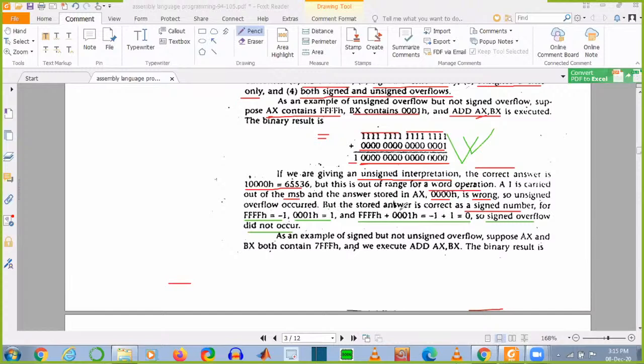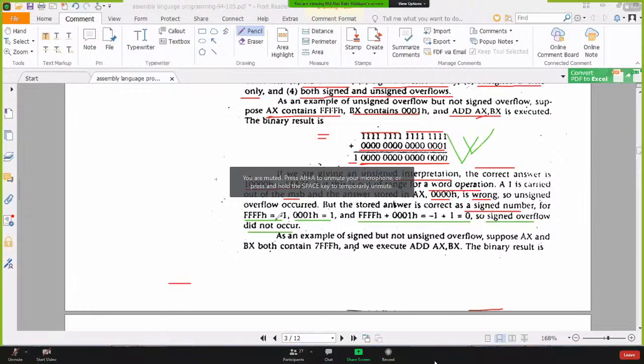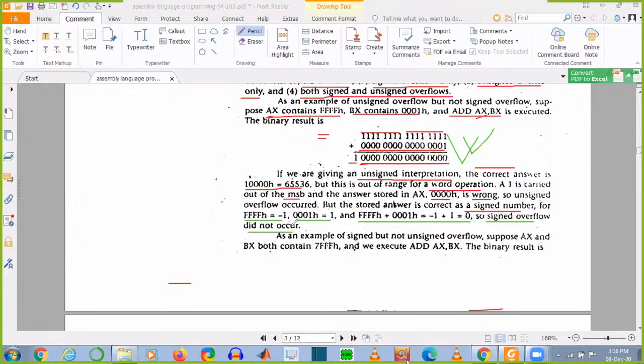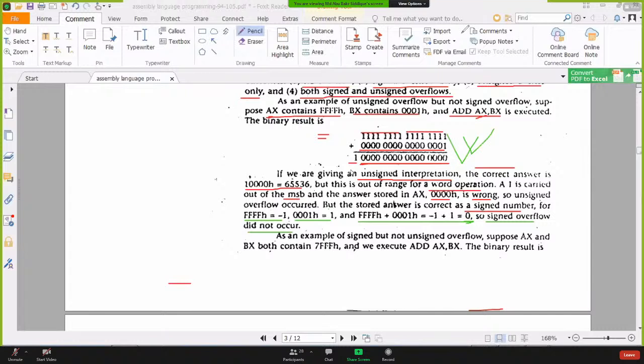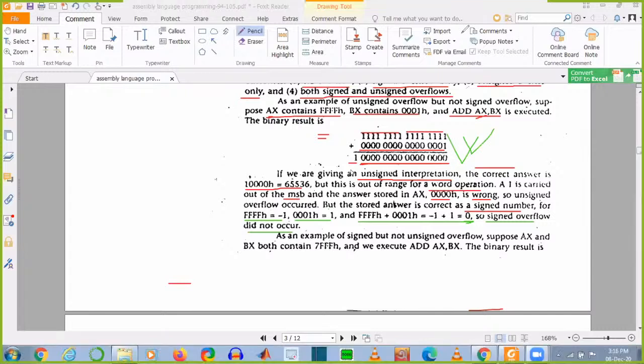But the stored answer is correct as a signed number: FFFF H equals -1 and 0001 H equals +1. So you can add FFFF H plus 0001 H, equal to -1 plus 1 equals 0. So signed overflow did not occur, because the original result is 0 in the signed case, and the destination register AX is also storing that original number, 0.